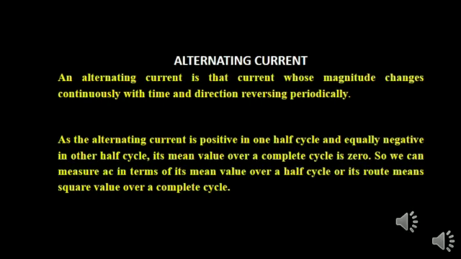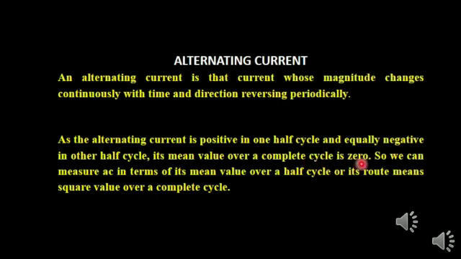Alternating current. Alternating current is that current whose magnitude changes continuously with time and direction reversing periodically. As the alternating current is positive in one half cycle and equally negative in the other half cycle, its mean value over a complete cycle is 0.